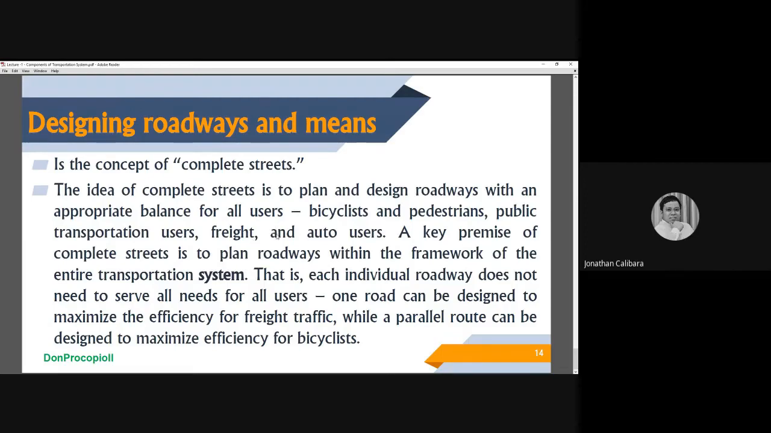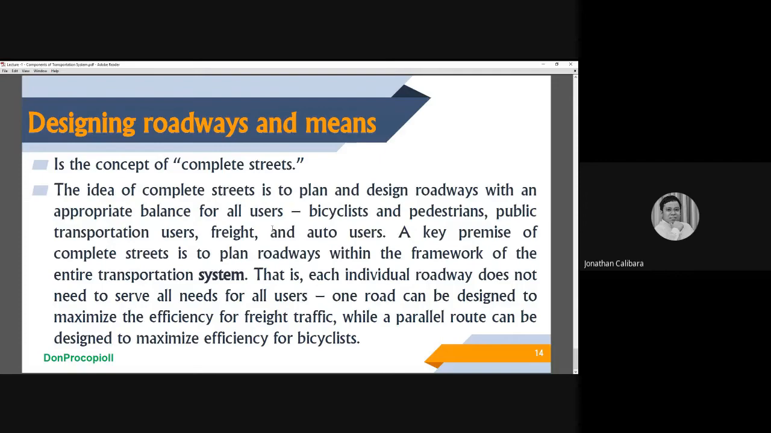How to best accommodate all transport needs is considered when planning and designing roadways. These are simple and basic designs that can be adjusted. And the last one is designing roadways, the concept of complete streets. The idea of complete streets is to plan and design roadways with an appropriate balance of all users: bicyclists, pedestrians, public transit users, freight, and auto users.